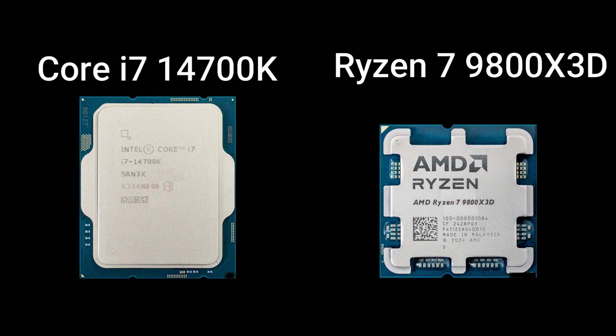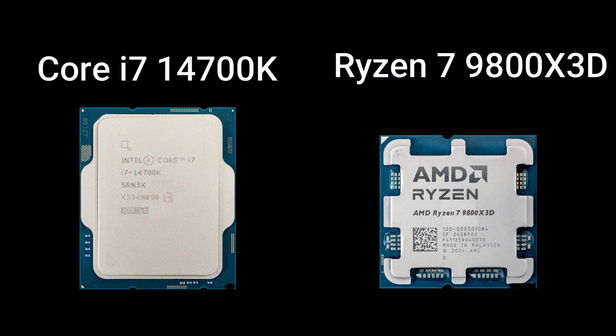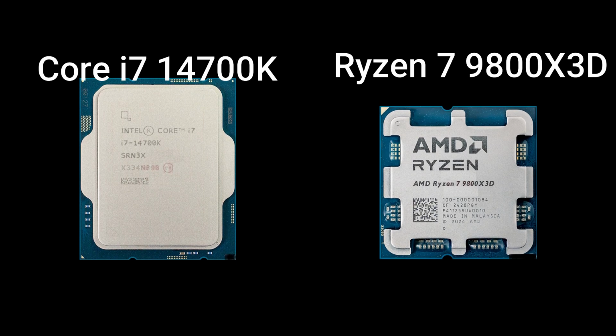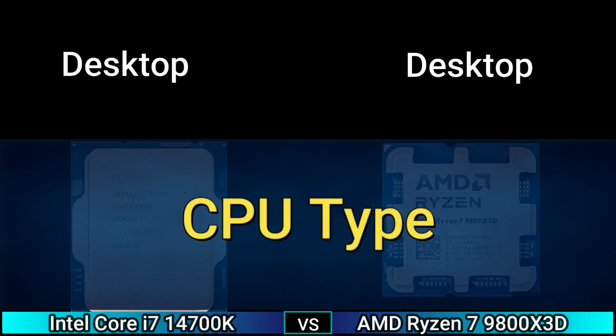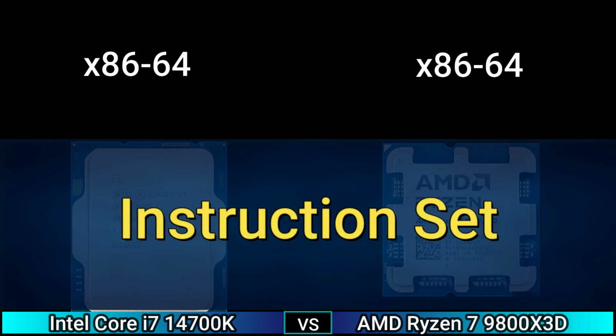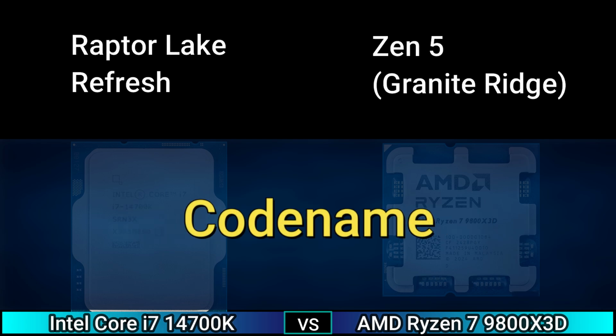Today I will compare two CPUs in this video, so keep watching the video for details. Firstly, design. CPU type: desktop. Instruction set: x86-64. Codename: Raptor Lake Refresh and Zen 5 Granite Ridge.